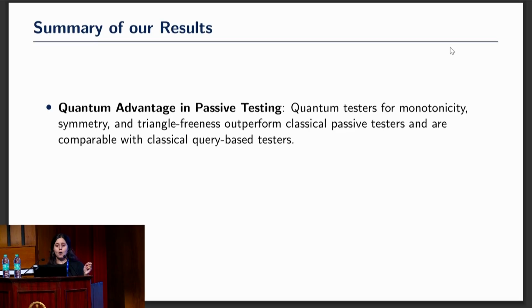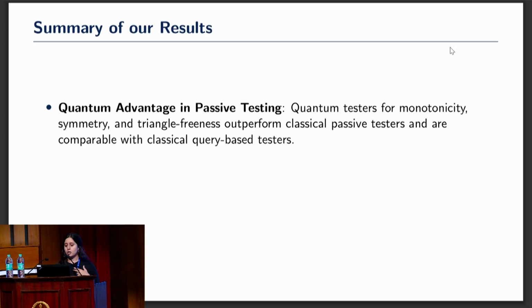Okay, now what are our results? So our work is essentially an exploration of this model, asking various questions in property testing and understanding various things about quantum data and quantum examples. So first, we provide quantum testers for monotonicity, symmetry, and triangle freeness. We find that they outperform classical passive testers and are comparable with classical query-based testers. I'll talk a bit later about the actual algorithms if there's time.